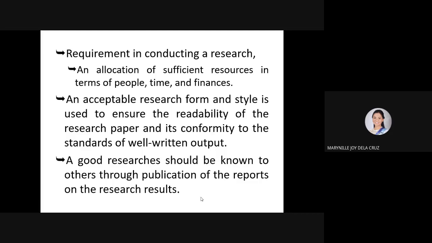You don't have a choice for that, because in conducting reliable and credible research, you need to have a budget for how you're going to use everything that you have.